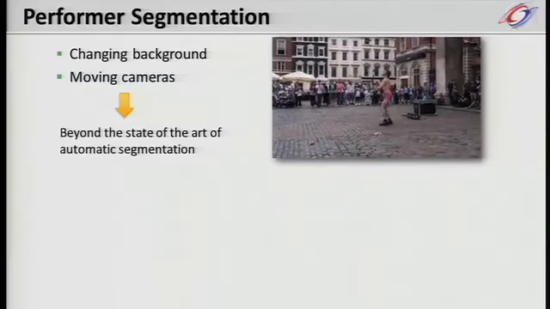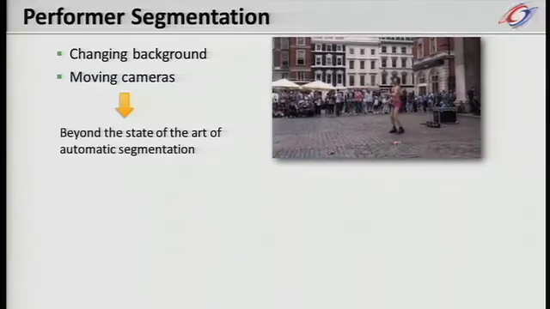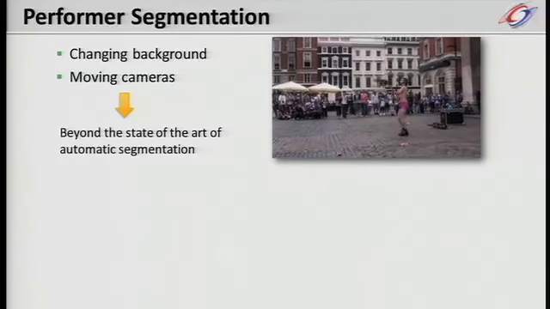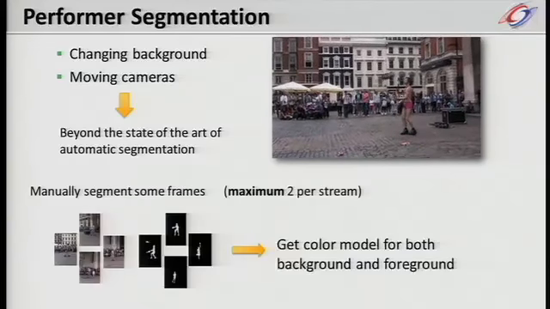And therefore, in our solution, we ask a user to manually segment some of the video frames to get the color model for both the foreground and the background. We will need at maximum 2 segmentations per video stream, but this number can be reduced by transferring this color model between the video streams.